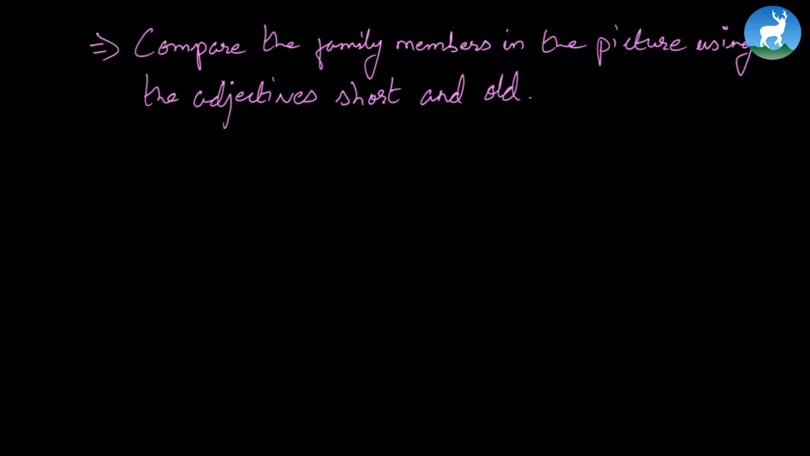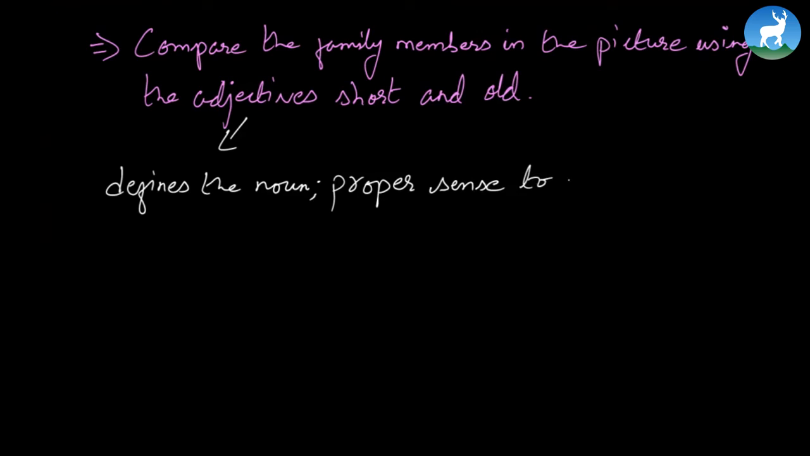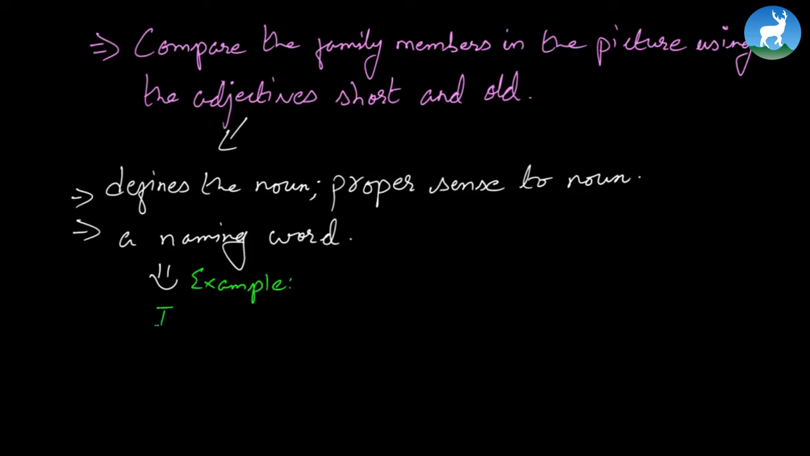Now, always remember, by the way, adjectives always define the noun. It gives proper meaning to the noun. Adjective is also called a naming word. So, for instance, if I say I saw a black cat, here cat is a common noun.